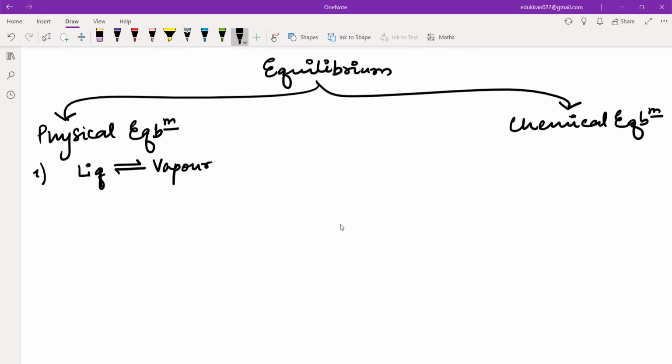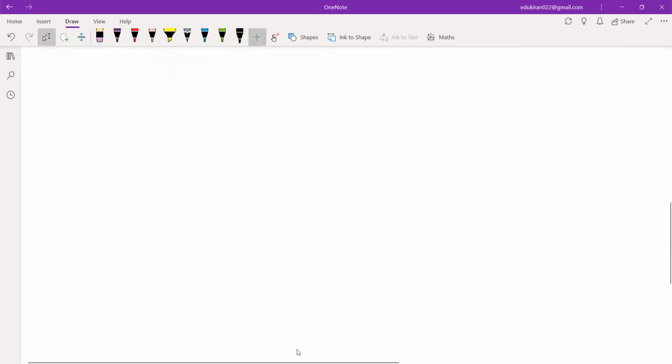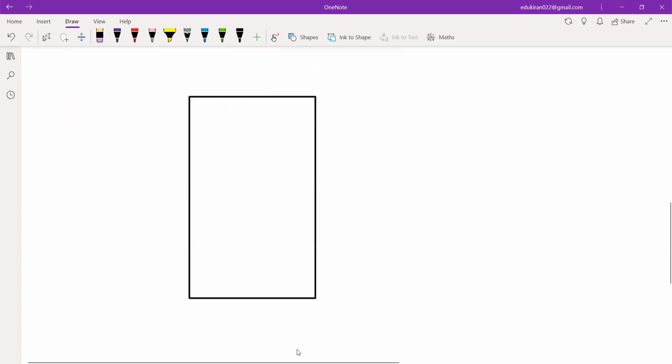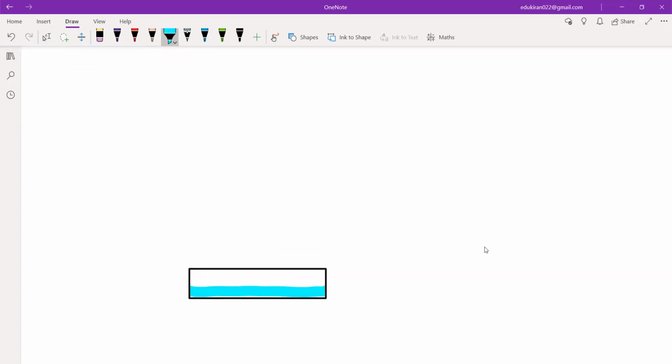Then you can have, okay. Now what will be the same here? If you have liquid-vapor equilibrium, the vapor pressure, or the pressure, will be constant. Let me tell you how. This is a closed vessel. It is not isolated, it is closed. We have water here. Any problem till here? No problem. Can I move? Please tell me, guys. Yes.